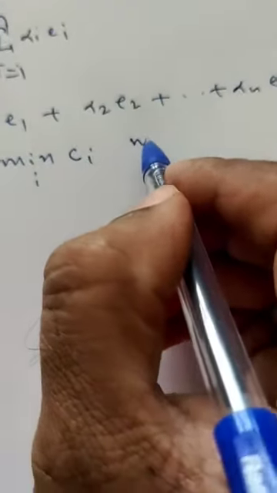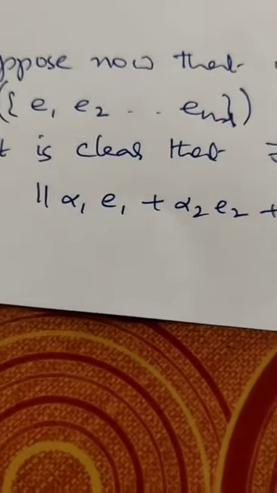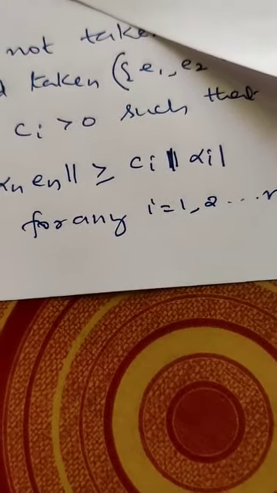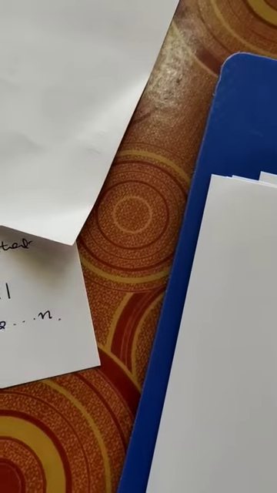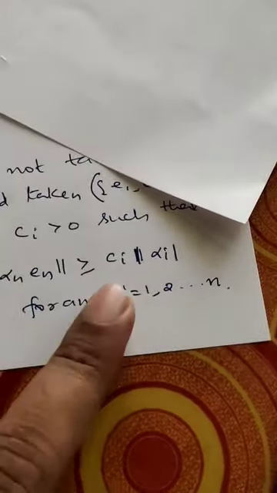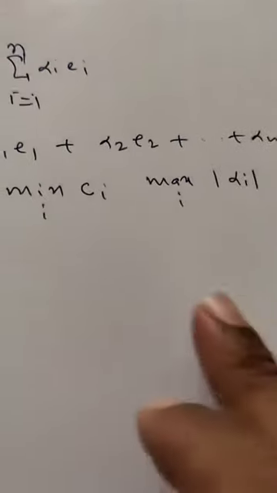Then what will happen for any x, say summation i equal to 1 to n alpha i into e i? Norm of x is equal to norm of alpha 1 e1 plus alpha 2 e2 etc. alpha n en. But this is greater than or equal to what? I'll take minimum over i of ci into maximum over i of mod of alpha i, because we have shown that norm of alpha 1 e1, alpha 2 e2, etc., alpha n en is greater than or equal to ci into mod of alpha i. So this holds for every i, meaning it holds for the minimum of ci and the maximum of alpha i also. This is true for any ci, so it must be true for the minimum, C1 also, and mod of alpha n also. That's why we have taken this as greater than or equal to minimum of ci times maximum of alpha i.